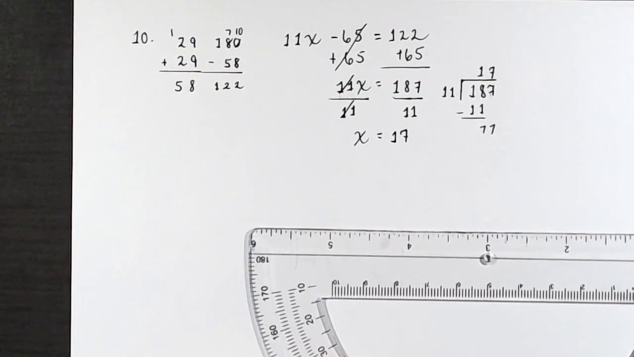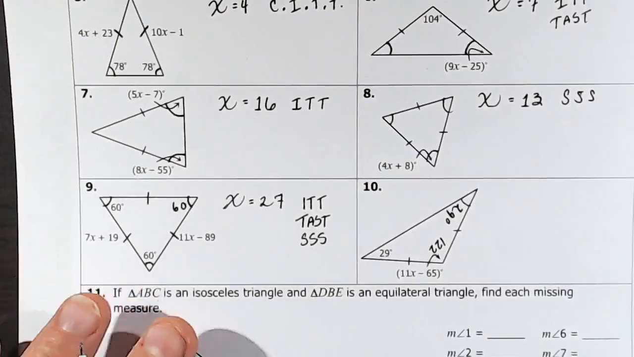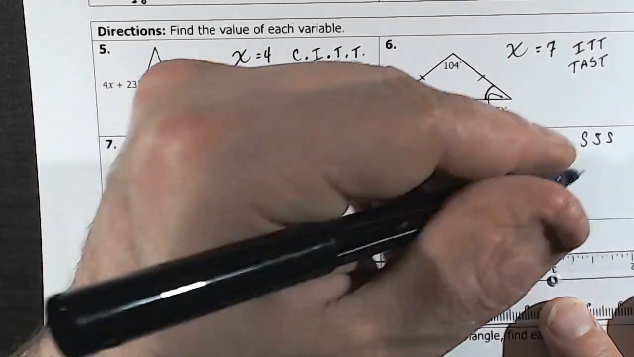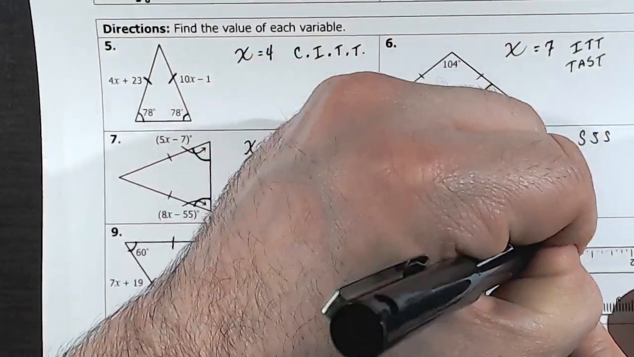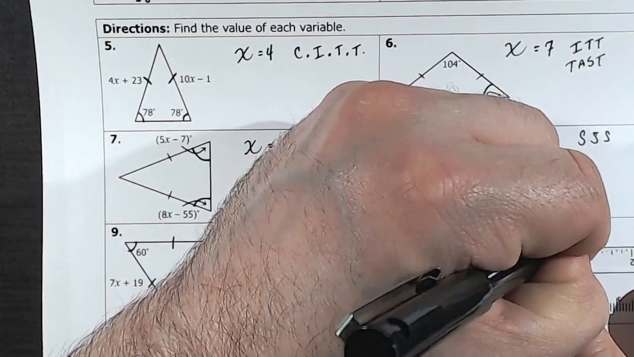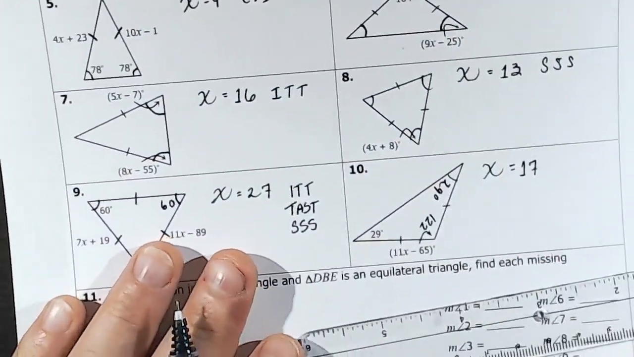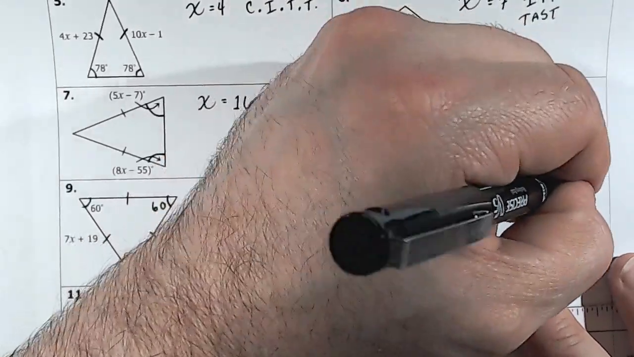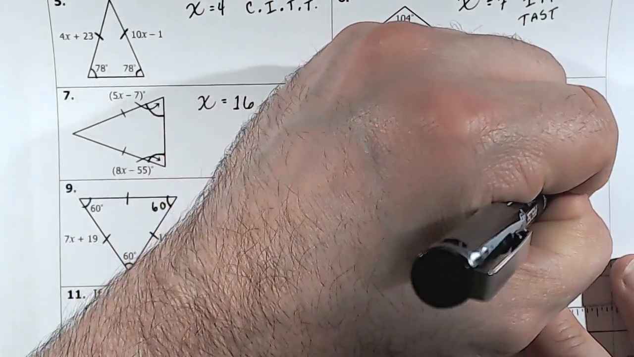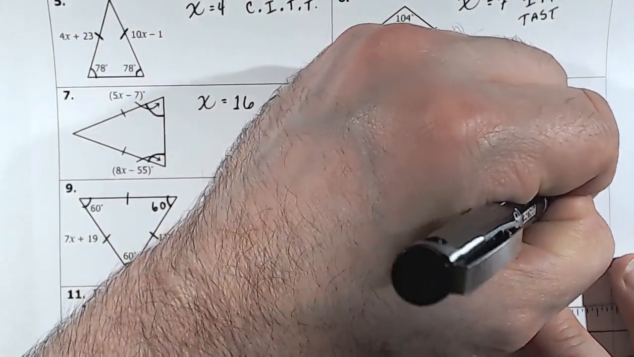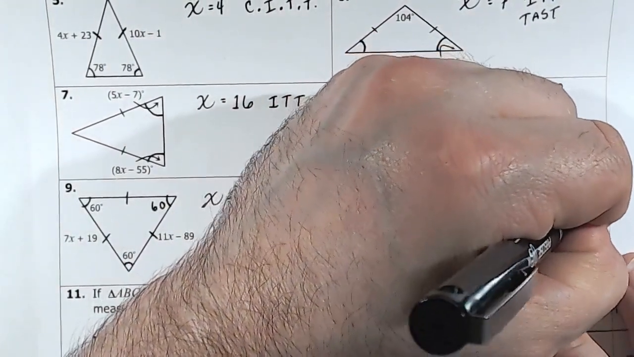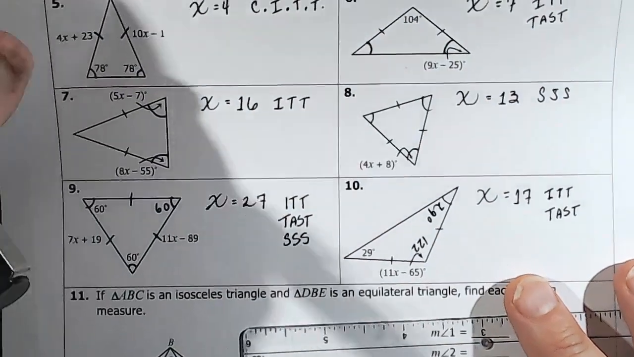What is this, number 10? So number 10, x equals 17. And we used the isosceles triangle theorem, and then we used the triangle angle sum theorem. That's how we did that.